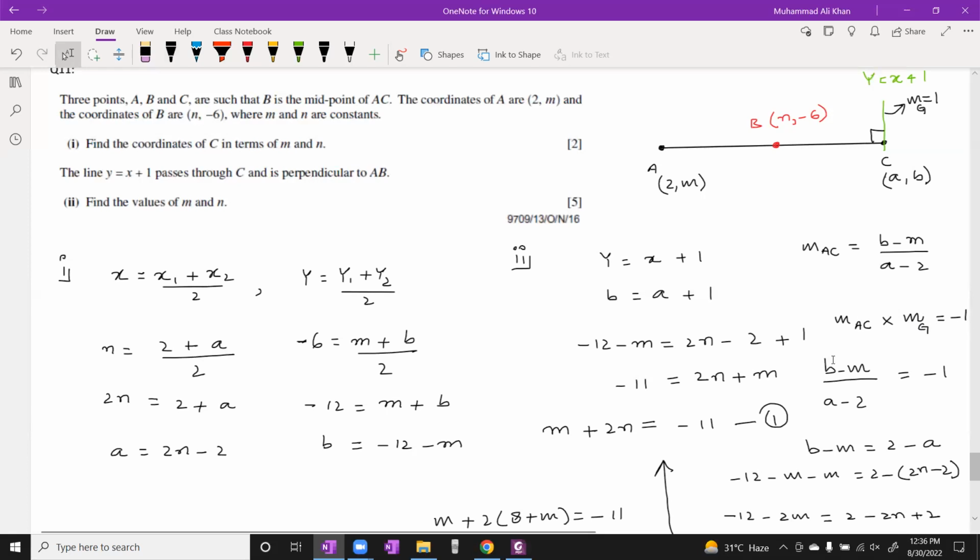What is the gradient of AC? B minus M over A minus 2. What is the gradient of the green line? It is 1. Is this clear?